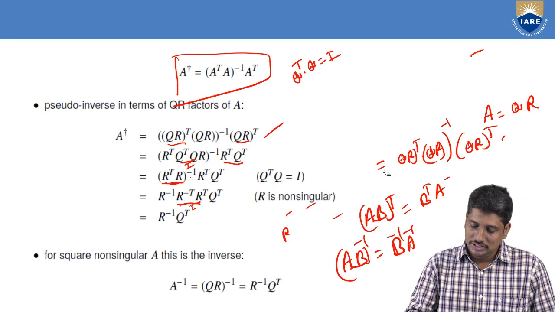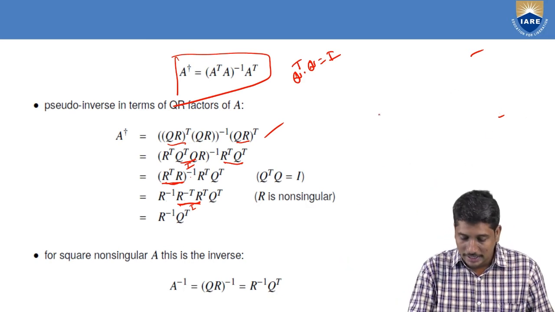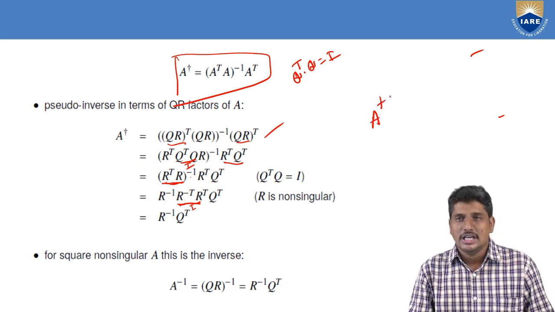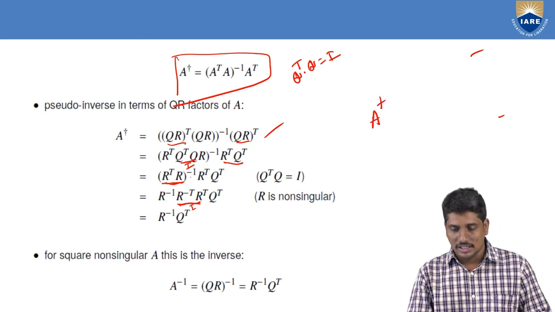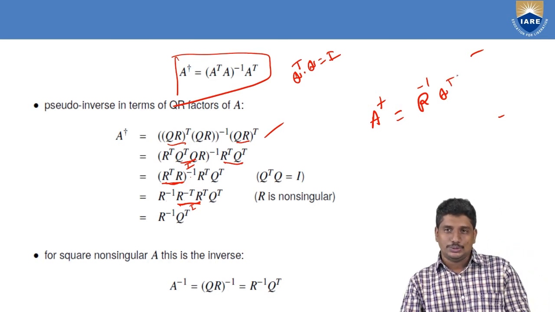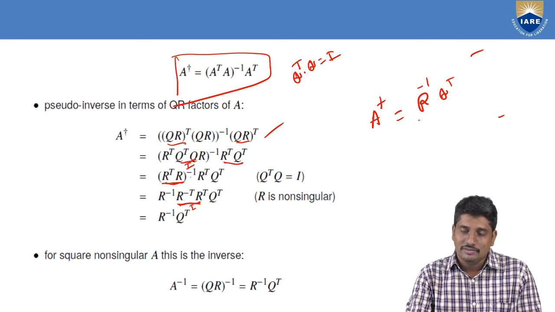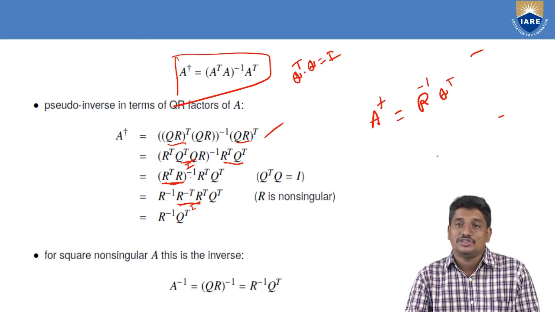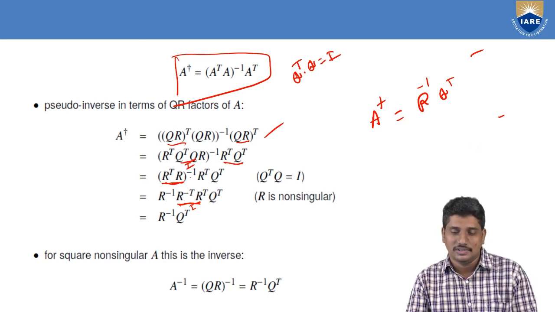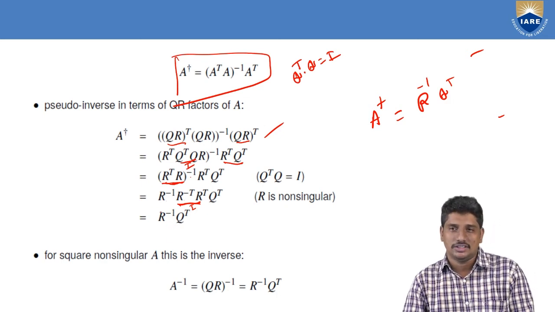Now this becomes the definition of the pseudo inverse. Hence the pseudo inverse of a matrix, whether it is singular or non-singular, square or rectangular, can be defined as R inverse into Q transpose. Q transpose, of course, automatically exists, and R inverse definitely exists because R is an upper triangular matrix where the diagonal elements are non-zero, and hence R inverse exists. That is why we can guarantee the existence of this product, and hence we can guarantee the existence of the pseudo inverse.